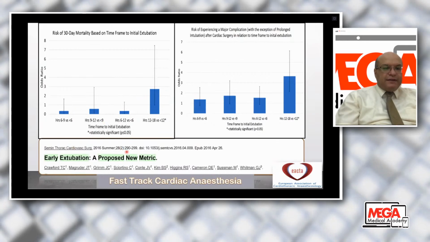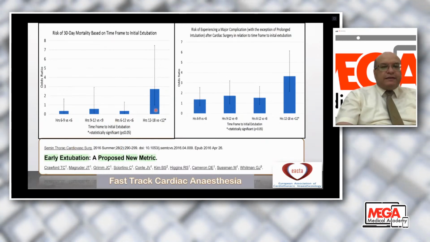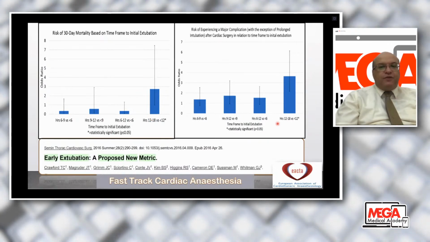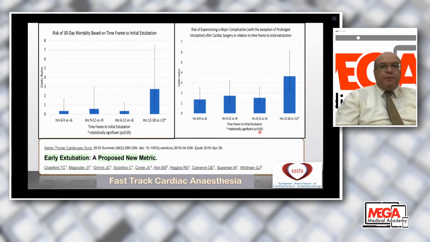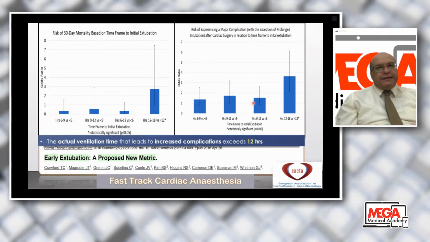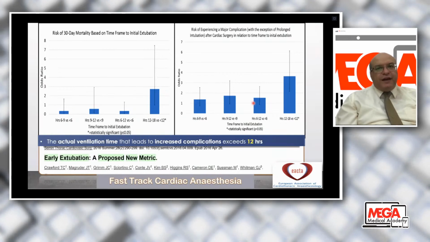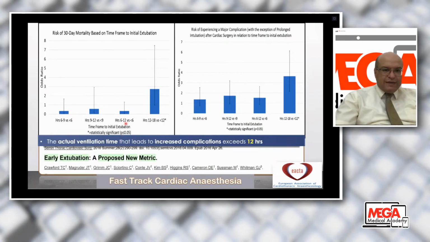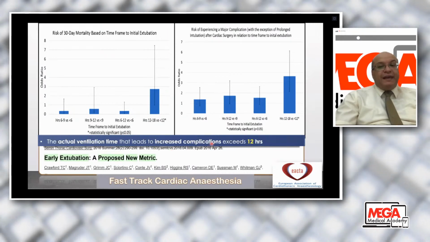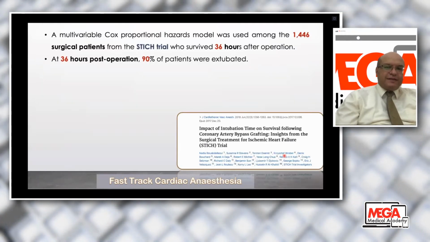In this other study, they found that a time period of 6 to 12 hours is the cut point for more mortality and more post-operative pulmonary complications. So again, fast-track cardiac anesthesia couldn't be defined as extubation within 6 hours. However, the actual ventilation time that leads to increased complications exceeds 12 hours.